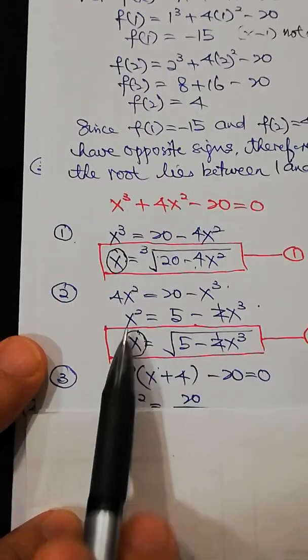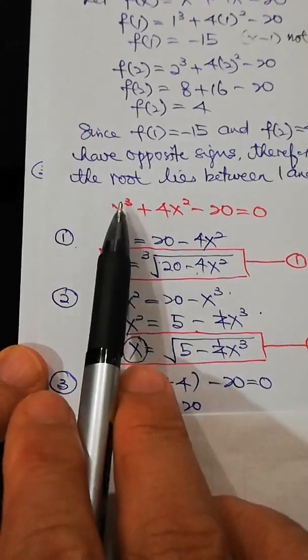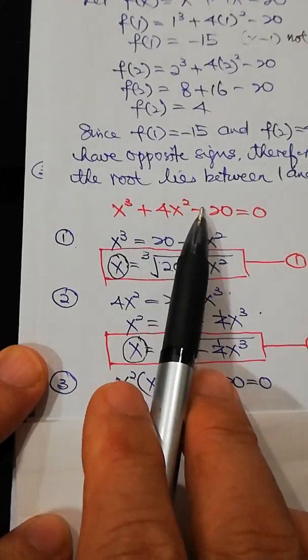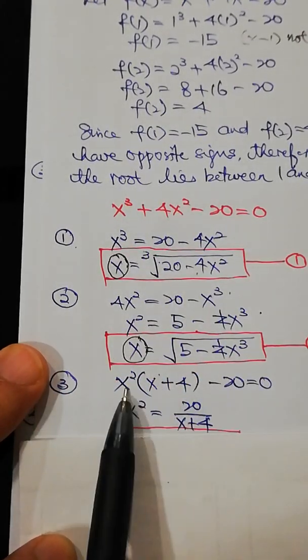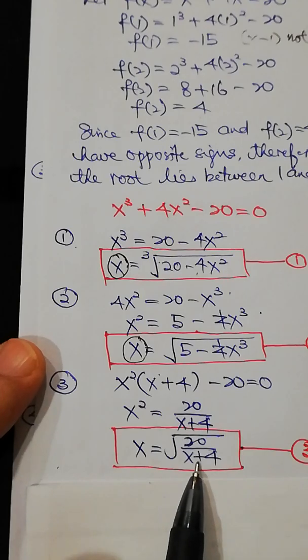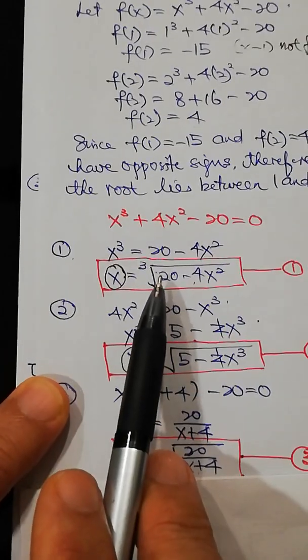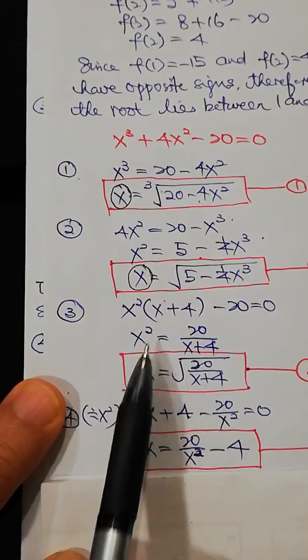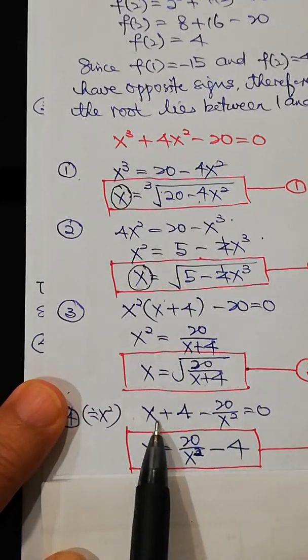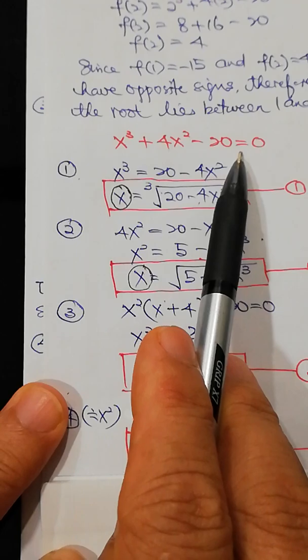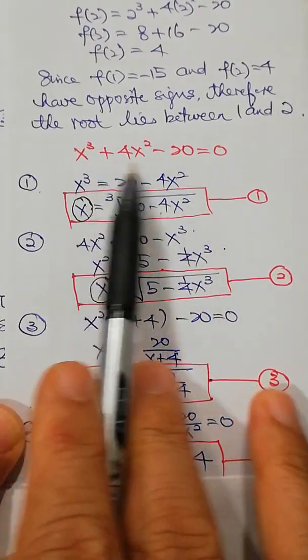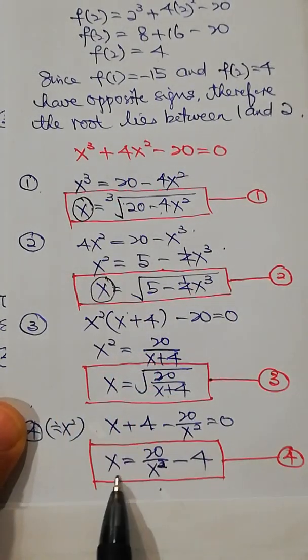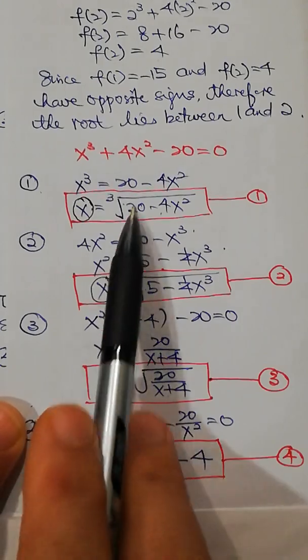Okay, or this one I can factorize x squared, take it out, and the 20 I bring over there, then after that I can find the x like this. So you can see all these are iterative formulae. Or we can do like this: I divide by x squared. So actually there are many ways. After that we get this. So you see I have 4.